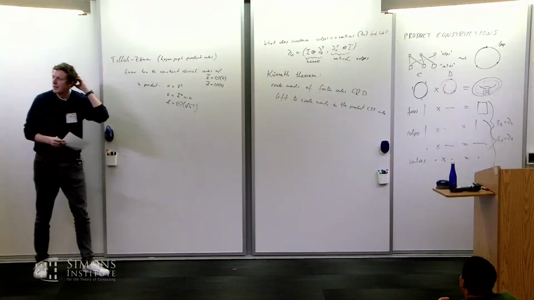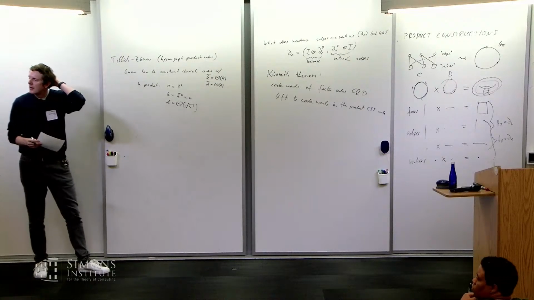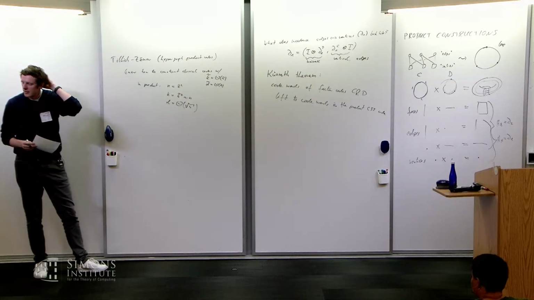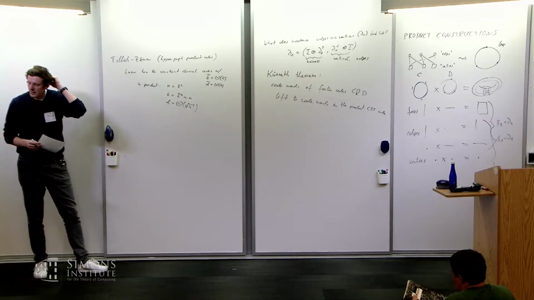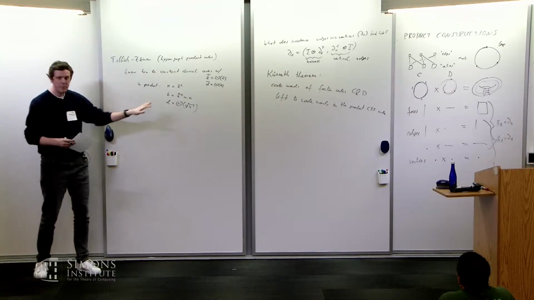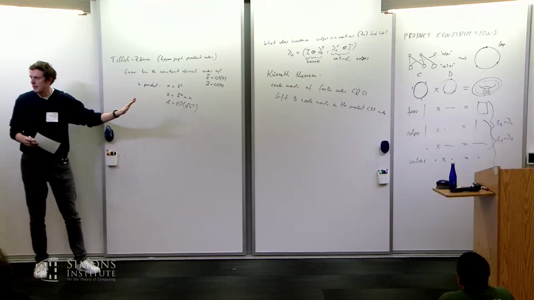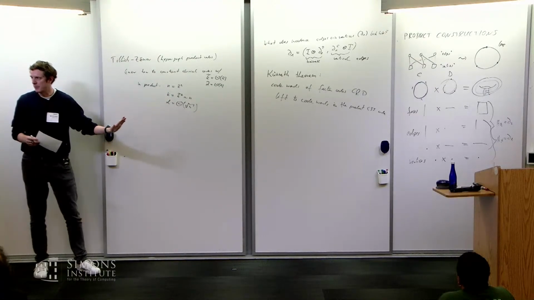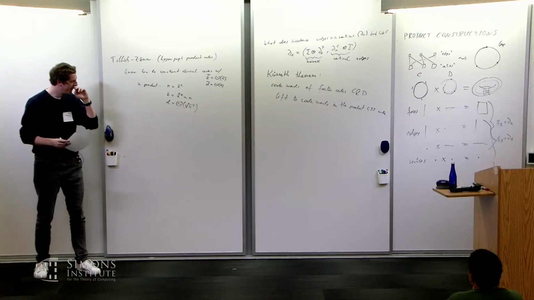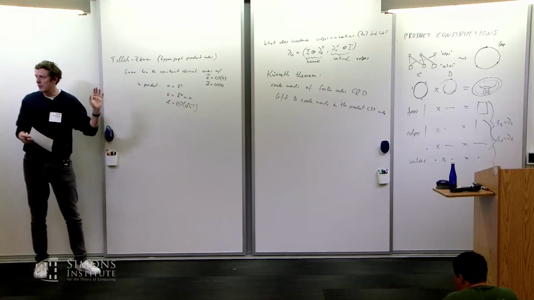Yes, please. Does the Künneth theorem also say you can go from the product CSS code to the original classical code? Because without that, you can't argue the distance. Oh yeah, it only gives you an upper bound on the distance. It doesn't give you a lower bound, and lower bounds are much harder. But I will get into this tomorrow.